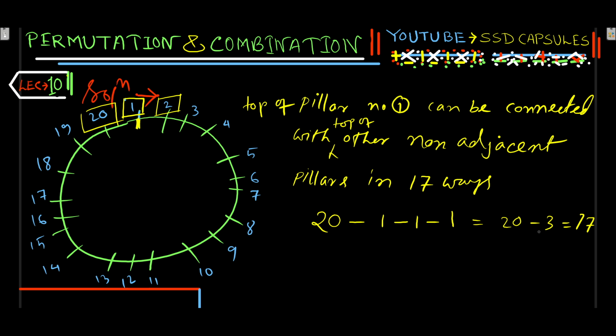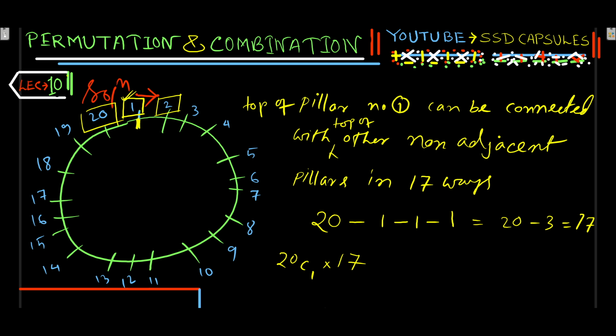Now I selected pillar number 1 to understand the situation. We can choose any pillar out of 20, so one pillar can be selected out of 20 given pillars in 20C1 ways. For each of these 20C1 ways, each pillar can be connected to other non-adjacent pillars in 17 ways. So I claim that this will be the answer.